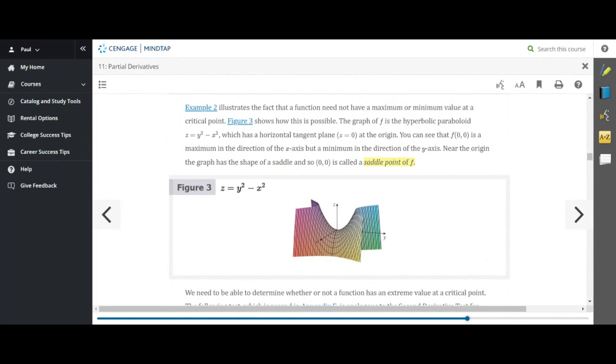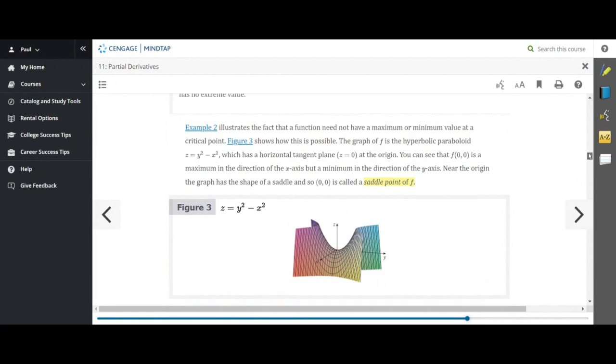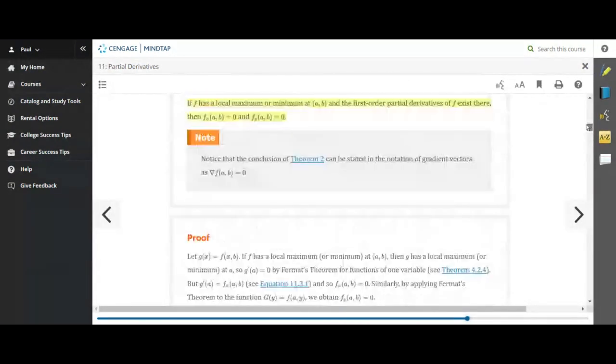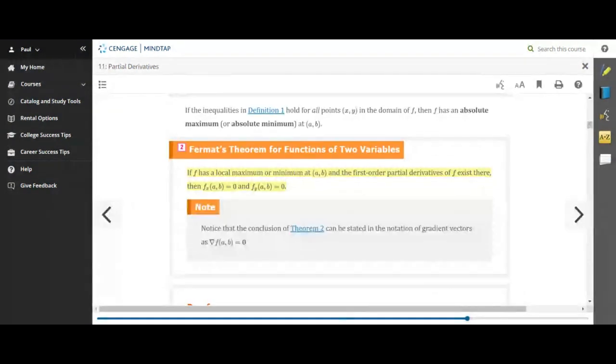We want to be able to identify saddle points, maxima, and minima. But first, we have to identify the critical points. So again, we're going to use Fermat's theorem: take the partial derivatives with respect to x and y, set them equal to 0, and then solve for x and y to get the critical points.